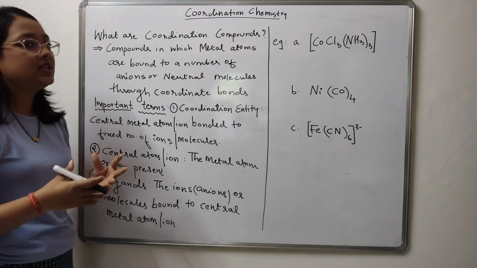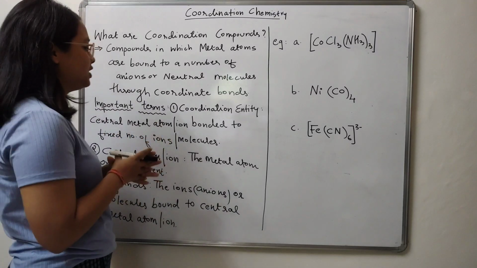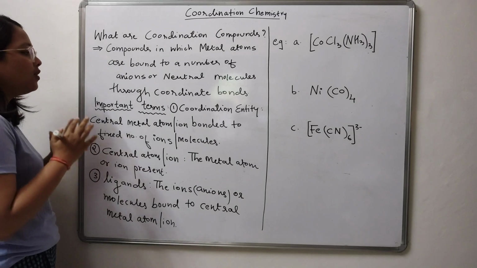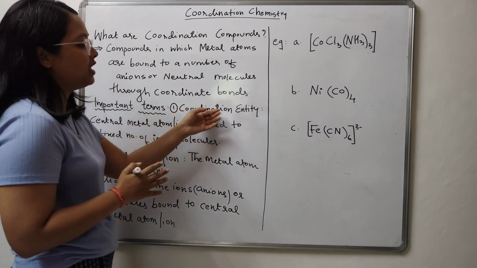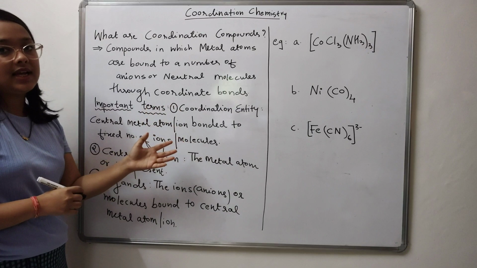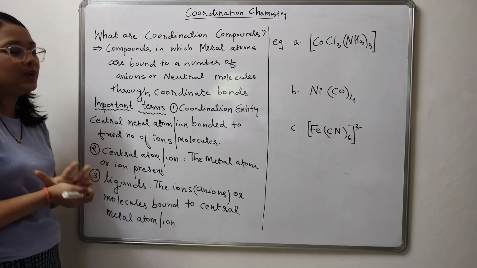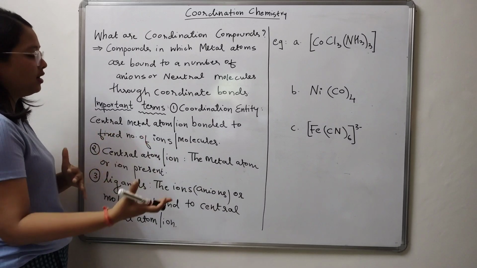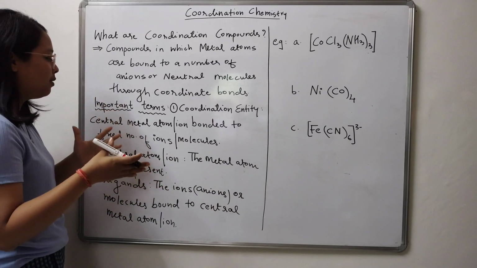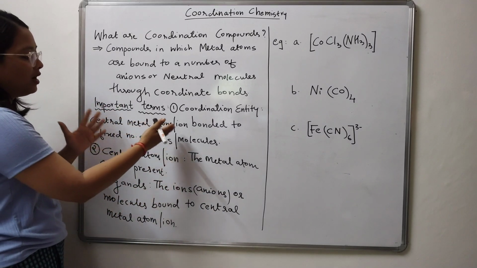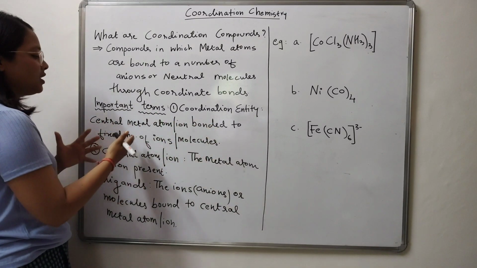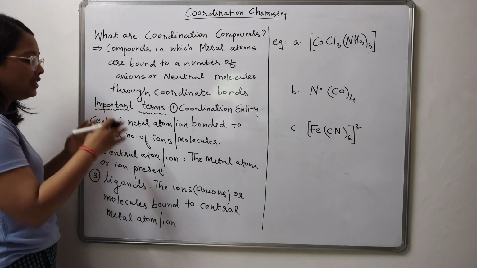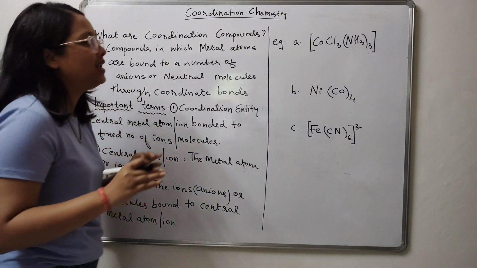Before we proceed to the core part of coordination chemistry, there are a few important terms we need to understand. The very first term is coordination entity. Coordination entity can also be referred to as the coordination sphere. The coordination entity or the coordination sphere is made up of the central metal atom or ion bonded to a fixed number of ions or molecules. Let's try to understand each of these terms by taking an example.